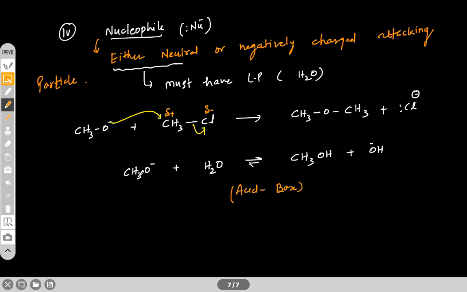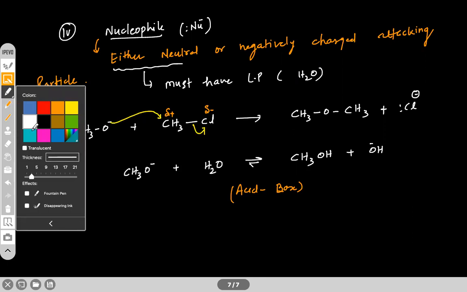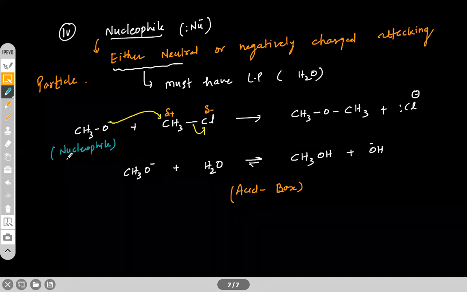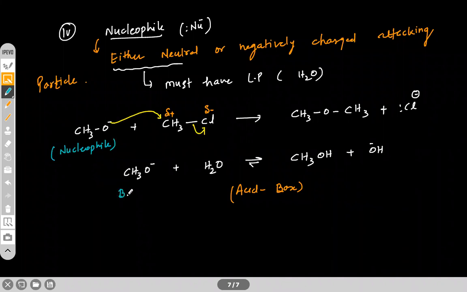Acid-base reaction. Because why? It takes H plus from the solvent and forms this. If you look at the property here, both ions are the same, but this one is behaving as a nucleophile and this one is behaving as a base here. So there is a difference between nucleophile and base.